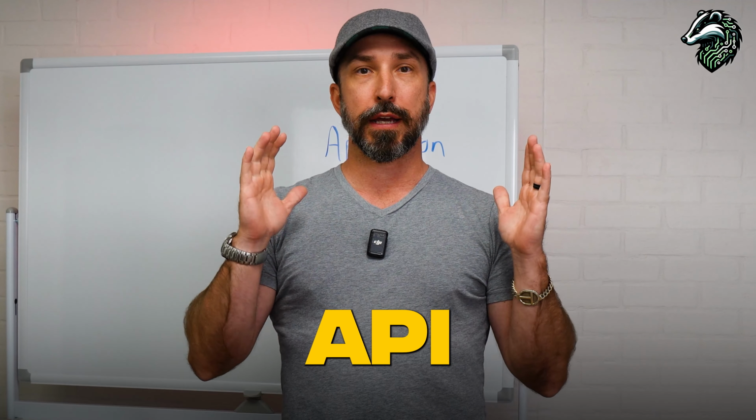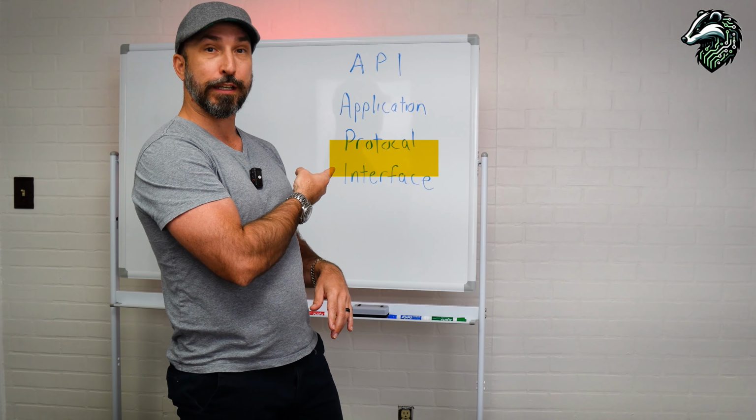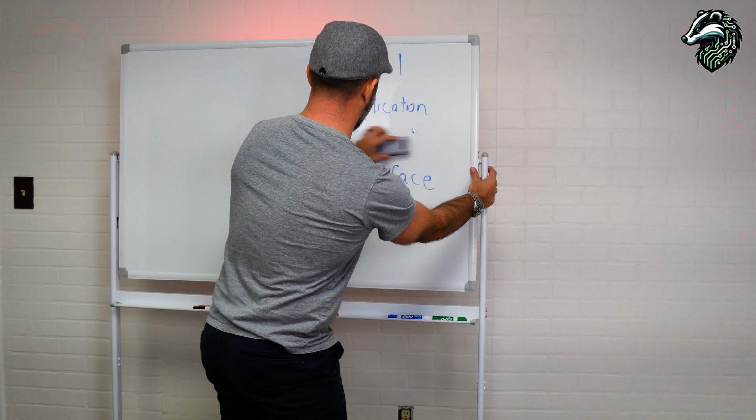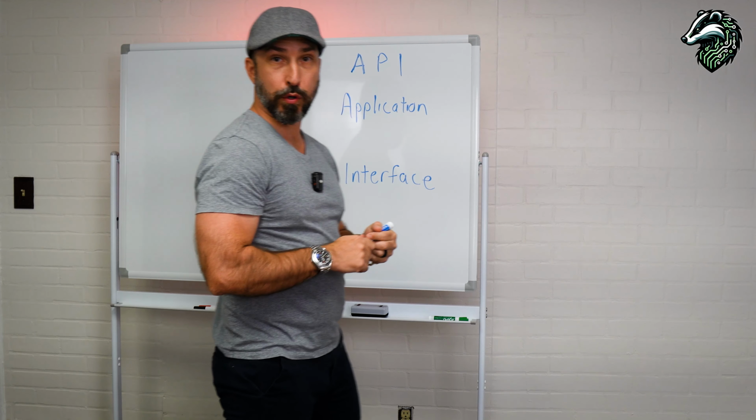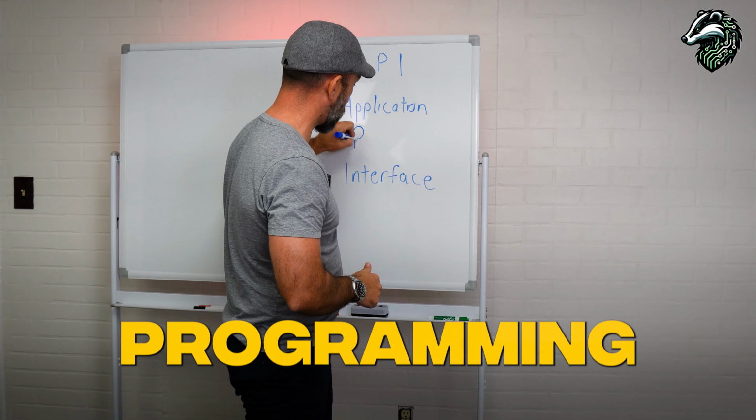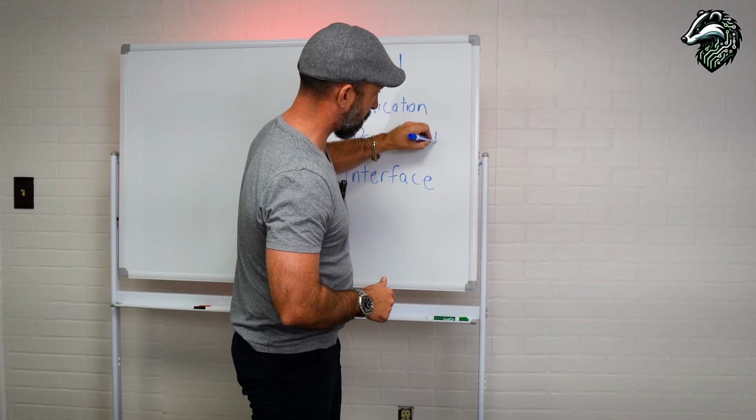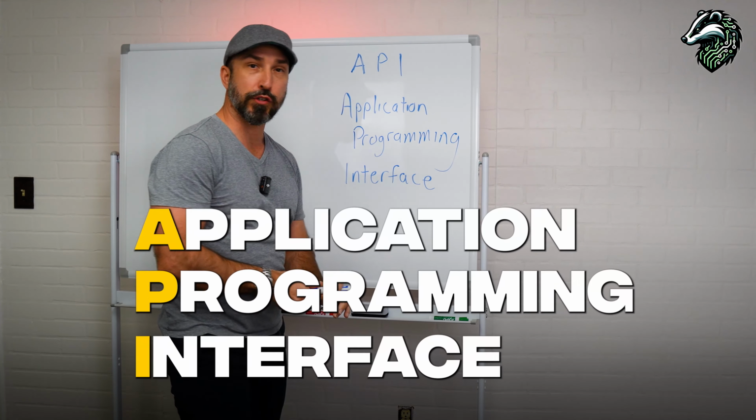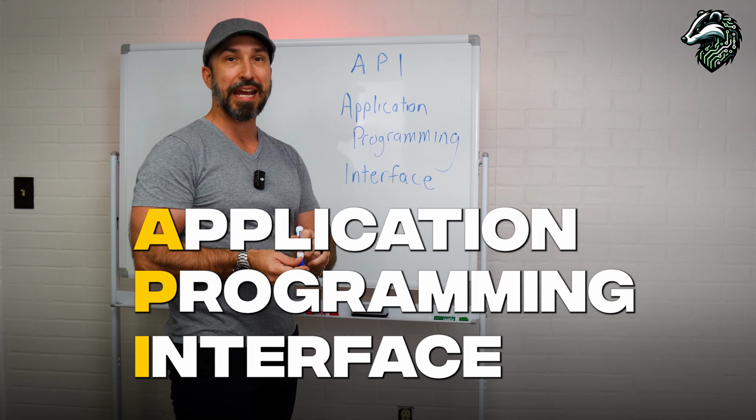So first I'm gonna start off with the definition of the actual acronym, API. For whatever reason, it gets commonly misunderstood and commonly misnamed. The most common misnomer is Application Protocol Interface. That's wrong. For whatever reason, that word protocol throws people off. It's not protocol, actually. It's programming. Application Programming Interface. It's that simple.